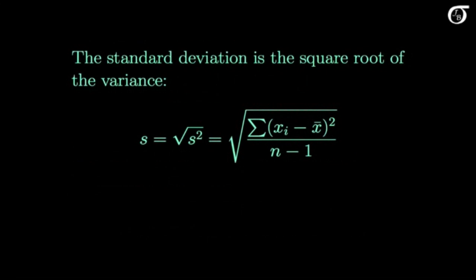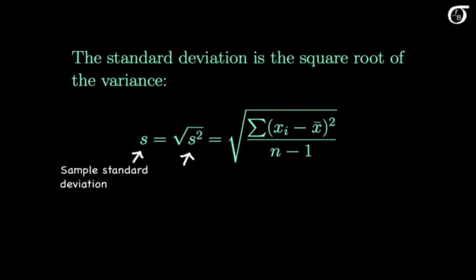By definition, the standard deviation is the square root of the variance. The sample standard deviation S is the square root of the sample variance S squared. The standard deviation has the same units as the variable. So if we are taking measurements in meters, then the standard deviation has units of meters.